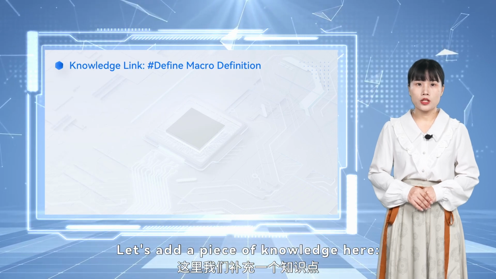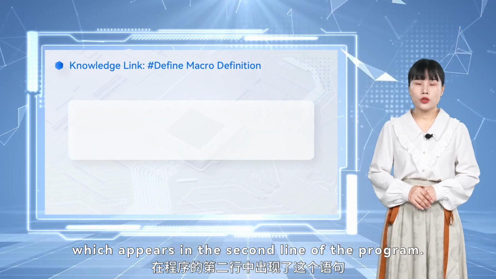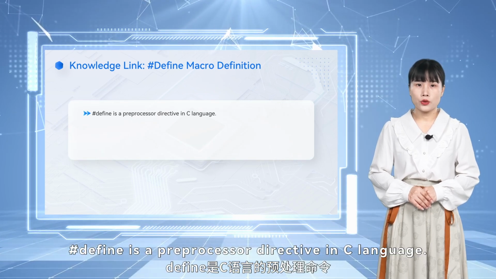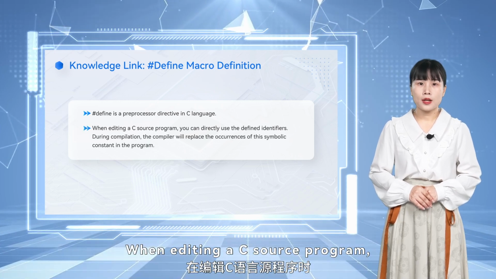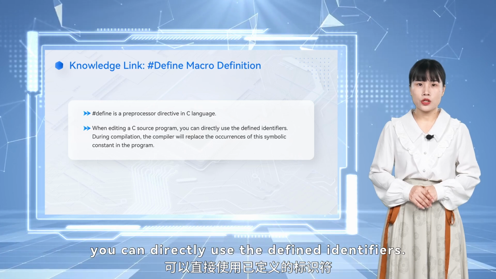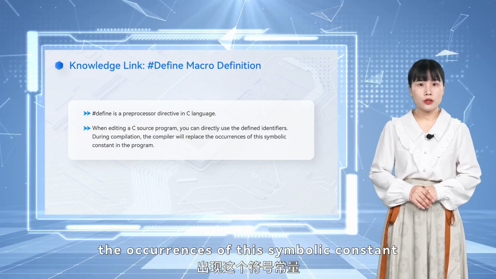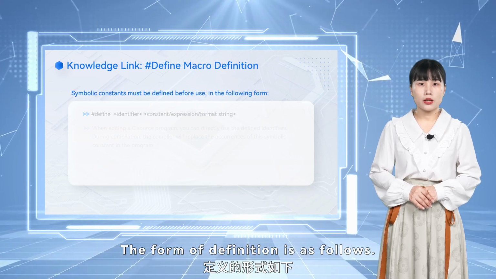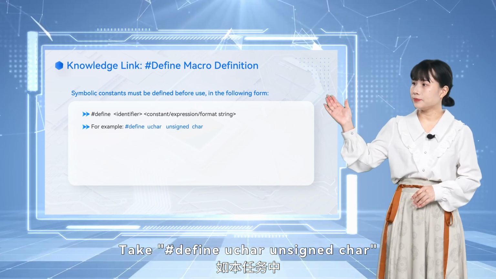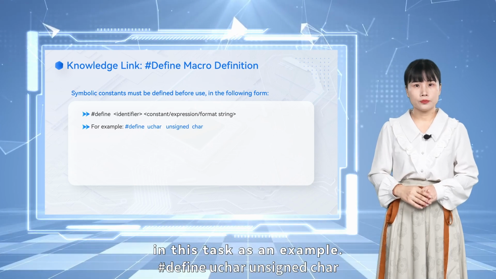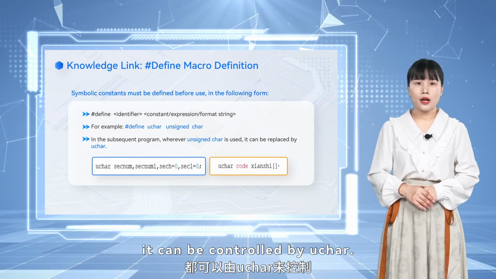Let's add a piece of knowledge here, the #define macro definition, which appears in the second line of the program. #define is a preprocessor directive in C language. When editing a C source program, you can directly use the defined identifiers. During compilation, the compiler will replace the occurrences of the symbolic constant in the program. The form of definition is as follows. Take #define uchar unsigned char in this task as an example. In the subsequent program, wherever unsigned char is used, it can be replaced by uchar.